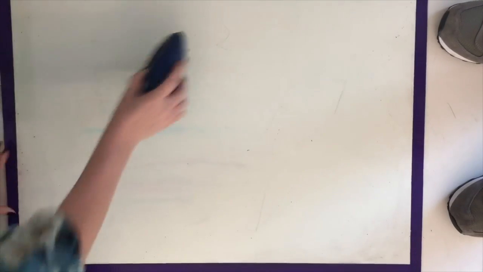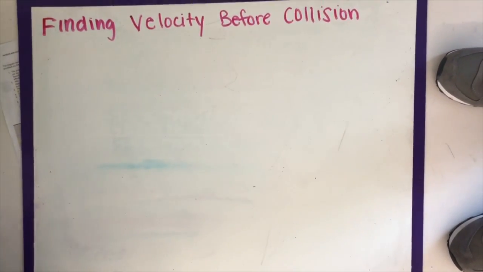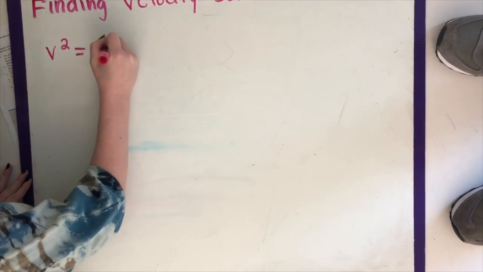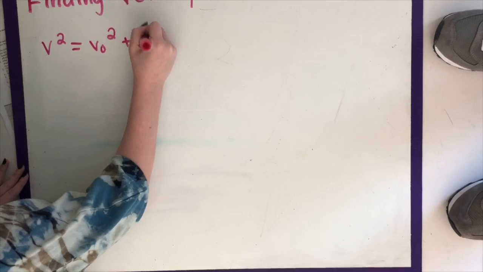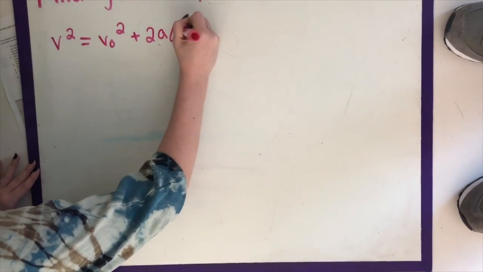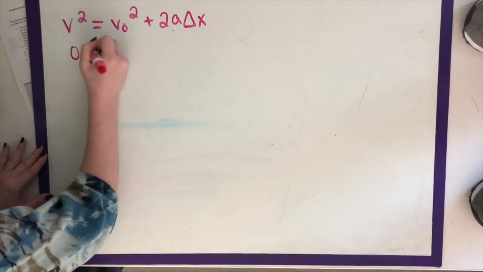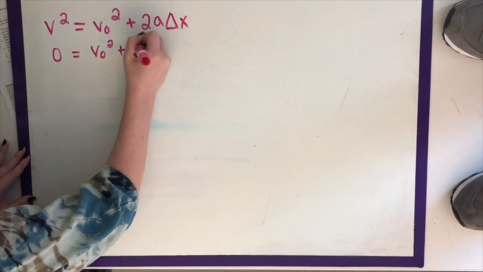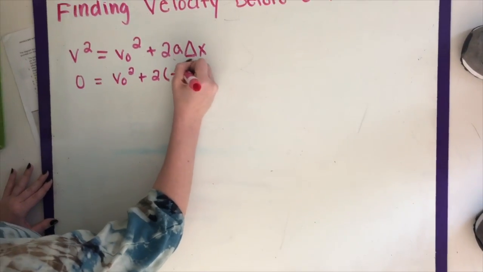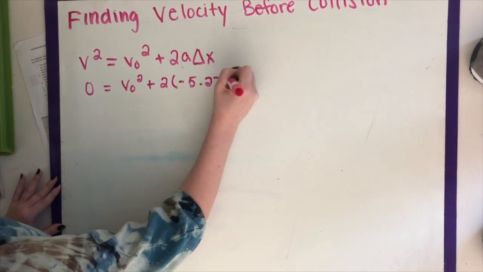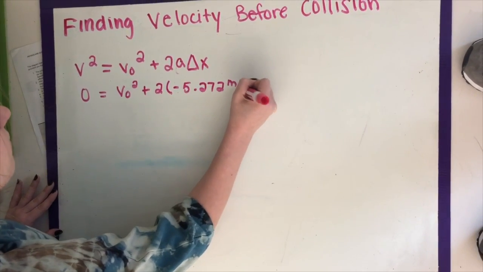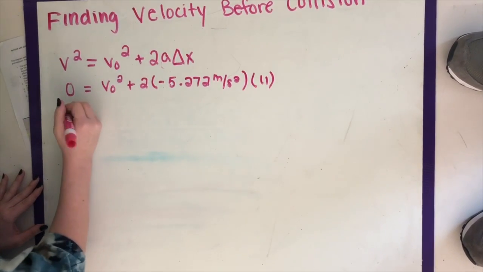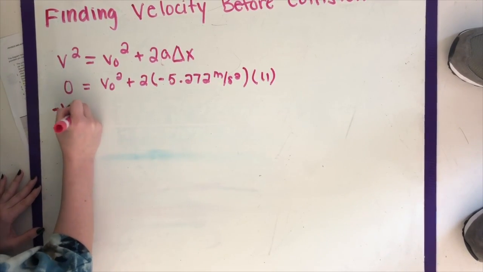We will use the same formula and the same process to find the initial velocity for the truck. So the formula is v squared is equal to v naught squared plus 2a times the change of x. V squared is equal to 0, and we are solving for v naught squared, so we will leave that as v naught squared, plus 2 times the acceleration of the truck, which is negative 5.272 meters per second squared, times the change of x, which is 11, because the car skidded a distance of 11 meters after the collision.